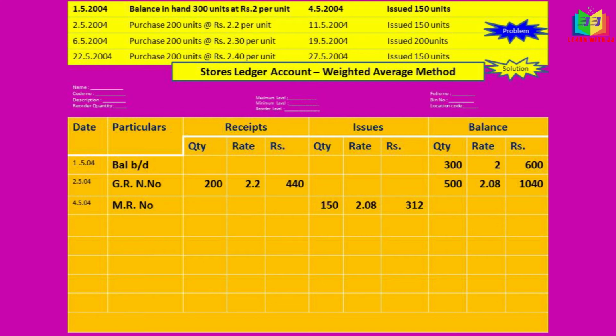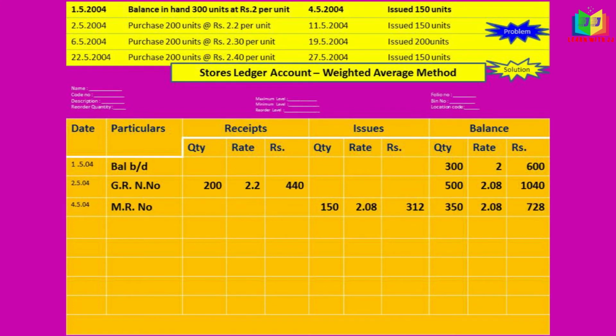And this we have to subtract from the balance: 1040 minus 312, and 500 units minus 150 units. We'll get 350 units at the rate of 2.08, and the amount is 728.